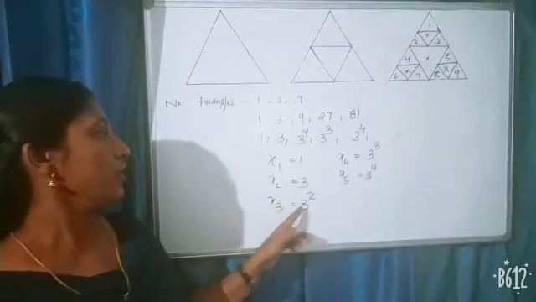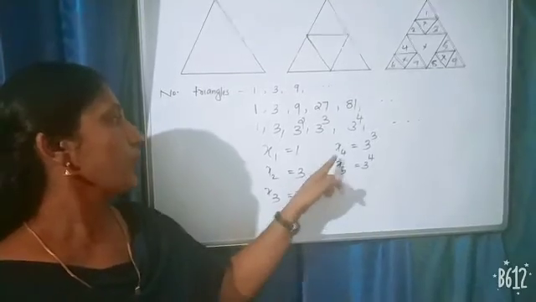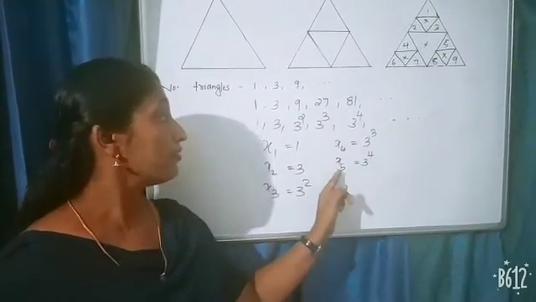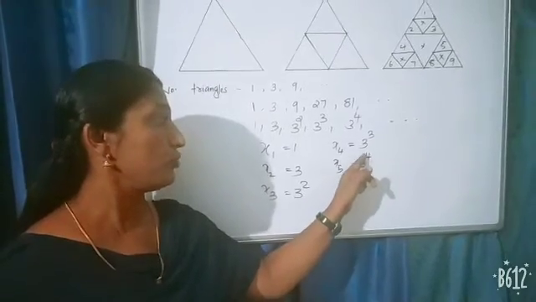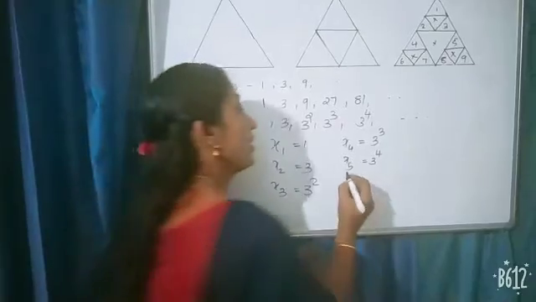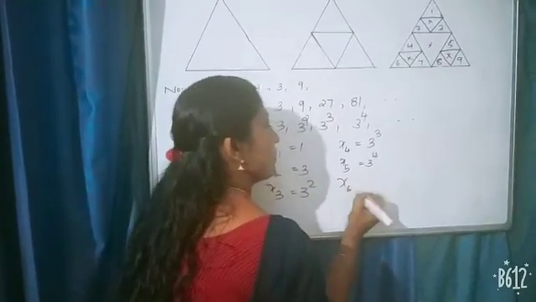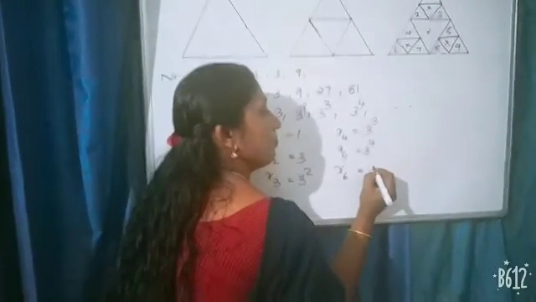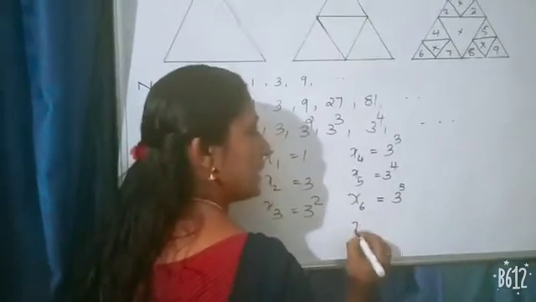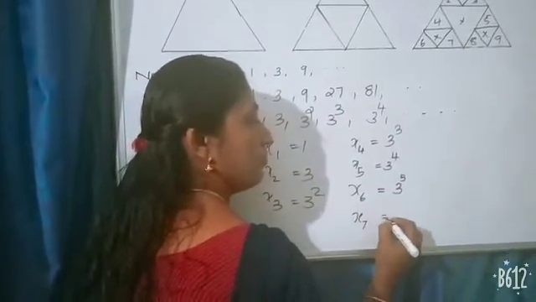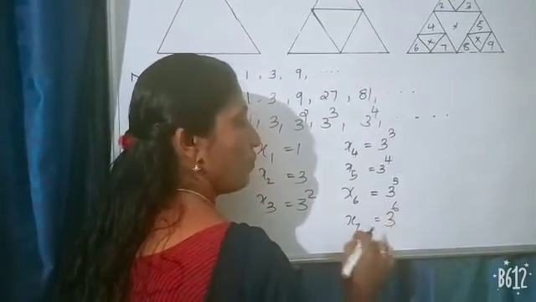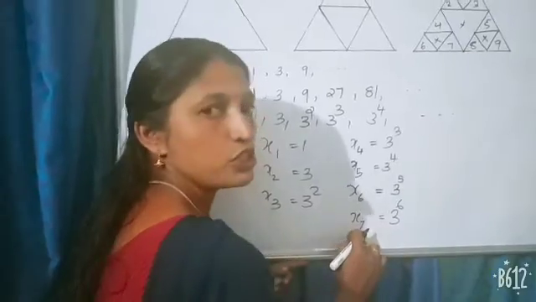Third position 3 raised to 2. Fourth term 3 raised to 3. Fifth term 3 raised to 4. Can you say what is the next number? x6. Sixth term 3 raised to 5. Seventh term 3 raised to 6. 1 less than the position.